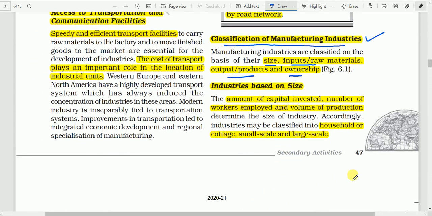Here, industries based on size. The amount of capital invested, the number of workers employed, and the volume of production, the quantity of production, determine the size of the industry. Accordingly, as we discussed earlier, we have three types of industries based on size: household or cottage industry, small scale industry, and large scale industry.